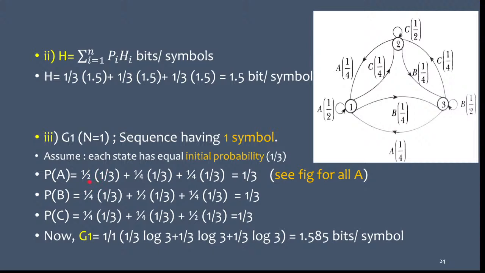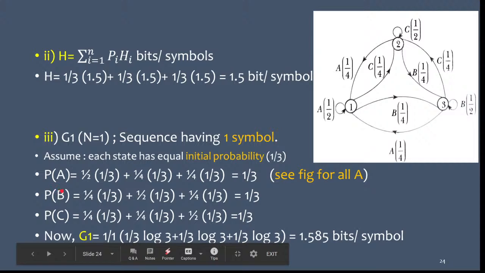For example, if you consider this term here, we have 1 by 2 multiplied by 1 by 3, because 1 by 3 is the probability of state 1. We know it is given in the question. And 1 by 2 is the transition probability of generating A. Similarly, this is for B and this is for C. That gives us a combined value. The probability of generating A from this source is 1 by 3.